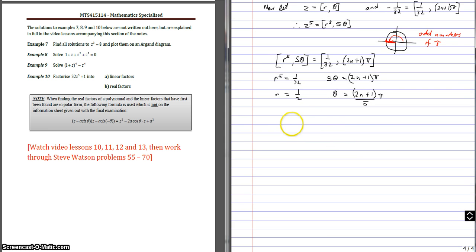And that means that our value for z, which is r theta, is going to be equal to a half for our modulus, and our argument being 2n plus 1 over 5 times pi. So we're going to look at then, first of all, our value of n equaling 0. So z1, our first solution, will have a half, and 0 for 2 times n, so that's just pi on 5.